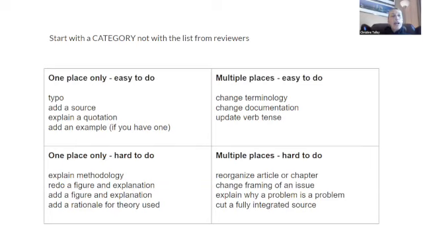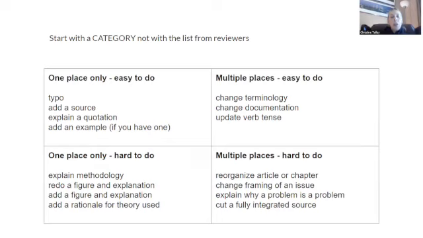For example, I have the wrong year on a source. I have a typo. The reviewer asked me to explain a quotation. Another reviewer asked me to add an example after I talked about a piece of data or something like that. So they're things that I know how to do. I can do them. They won't take too long, and they're only going to happen one place in the manuscript. So maybe twice if we're talking about adding a source. So you'd have to add it inside the manuscript itself and then again in your references. But in general, they're kind of one time only, one place only fixes, and they're not too difficult.